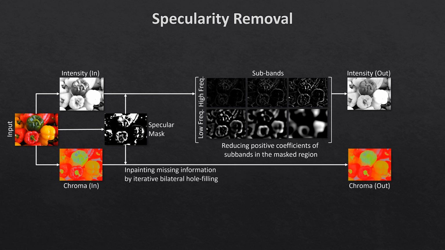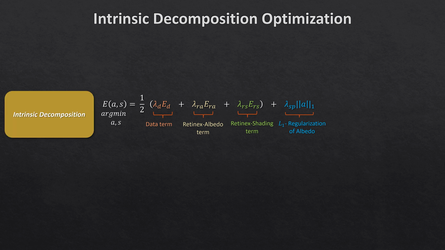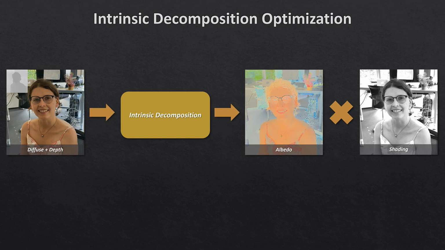For specular pixels, chromaticity information might be reduced or missing, and thus we perform an iterative bilateral hole filling to inpaint the missing information. The output chromaticity and intensity are fused together to get a spatially consistent diffuse output. For decomposing the diffuse image, we perform an energy minimization and use an inertial proximal algorithm for non-convex optimization to ensure albedo sparsity. Please check our paper for details about individual energy terms.